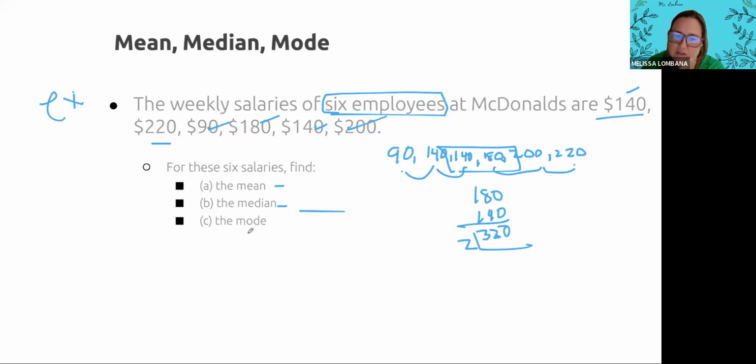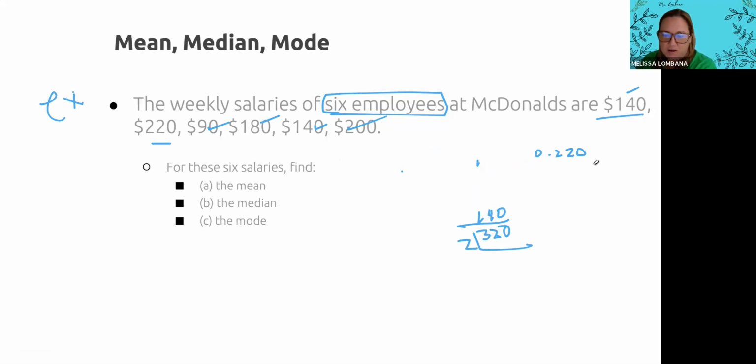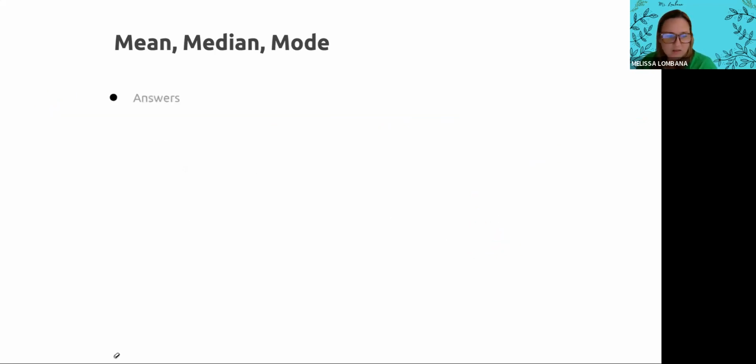Now the mode is just basically, you don't have to organize it by order of least to greatest. You just look at which one is repeated. It's the 140, so then you write that down. I want you to make sure that you can find that answer. So I will go to the next slide and you get to check that.